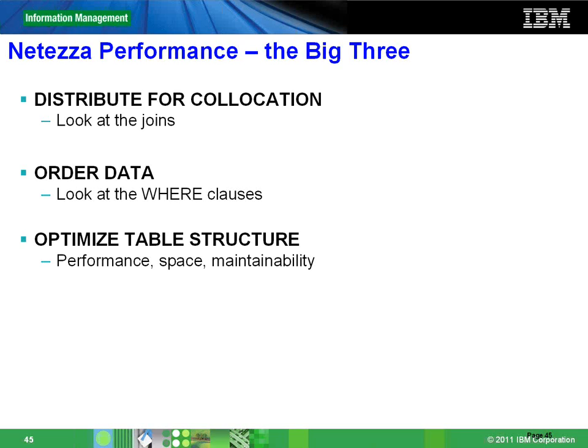Bullet number 2 talks about ordering data. You need to look at the where clause for your most popular queries. If your most popular where clauses all are in 1 or 2 columns, then it makes sense to order your table by those columns, because that will make your zone maps more efficient, and thereby your query results will come back to you much faster.